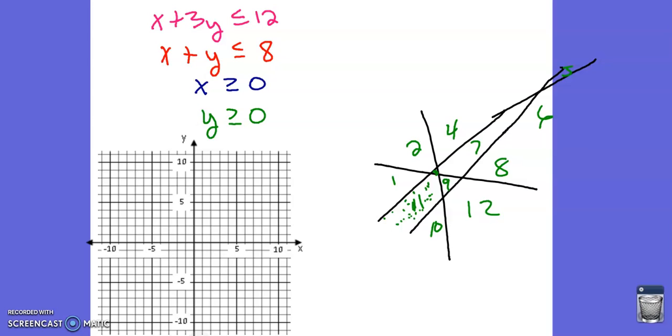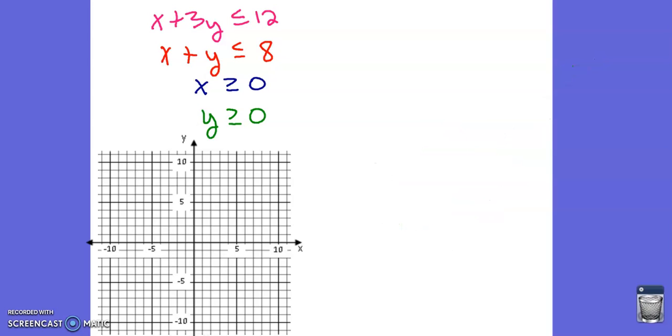So let's graph each one of these. I did color code them so it's easy to see. And we're going to shade each one of these after we graph them. So let's first graph each one of those. And again, what helps a lot of us is if we solve for y equals mx plus b. You don't have to do it this way, but if we solve for y equals mx plus b on this one, this would be y equals negative 1/3 x plus 4. If we took the red one and solved for y equals mx plus b, this would be y less than or equal to negative x plus 8.